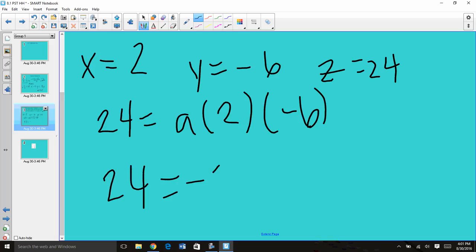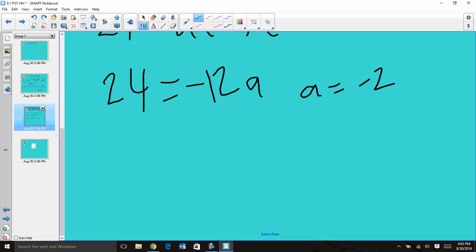That would be negative 12a. So how can we get from negative 12, what can we multiply negative 12 by to get 24? Well, 2 times 12 is 24, but we have a negative, so our a would have to be -2. So that's kind of cool how we can just pull that apart and figure it out.